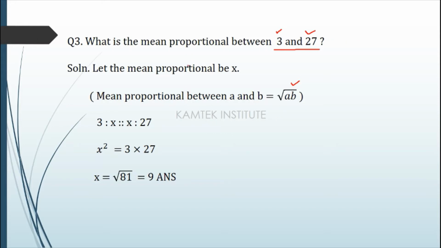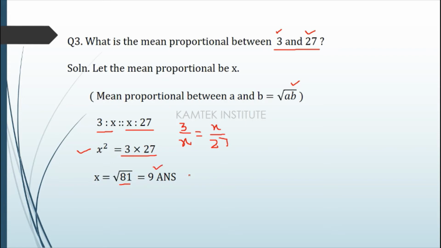From the above question we get the ratio statement as 3 is to X as X is to 27. Fine. Now making this ratio in the form of fraction, we get 3 upon X is equal to X upon 27. Okay. Now we cross multiply and what do we get? We get X square is equal to 3 into 27, or X is equal to under root of 3 into 27, that is 81. And when we find the square root, we get 9, which is the answer.